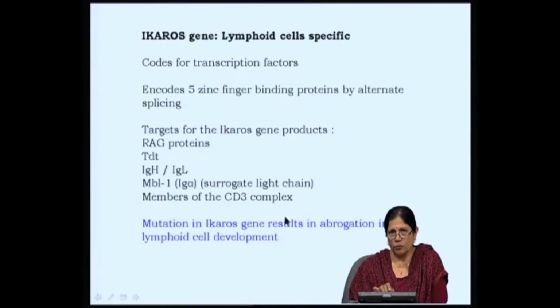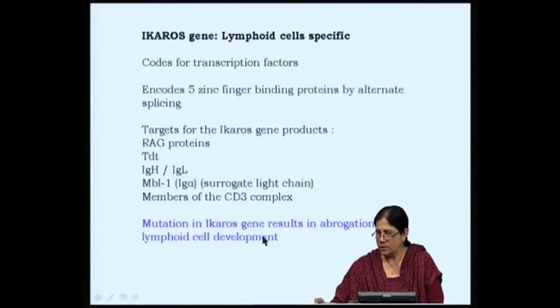CD3 complex, you have already studied the antigen receptor in the case of the T cells, and you know that CD3 is the co-receptor associated with the TCR. Mutations in the Ikaros gene result in abrogation of lymphoid cell development. Therefore, one can imagine that RAG1 and 2 themselves come under the control of the Ikaros gene, and therefore mutations of this gene will abrogate lymphoid cell development totally.